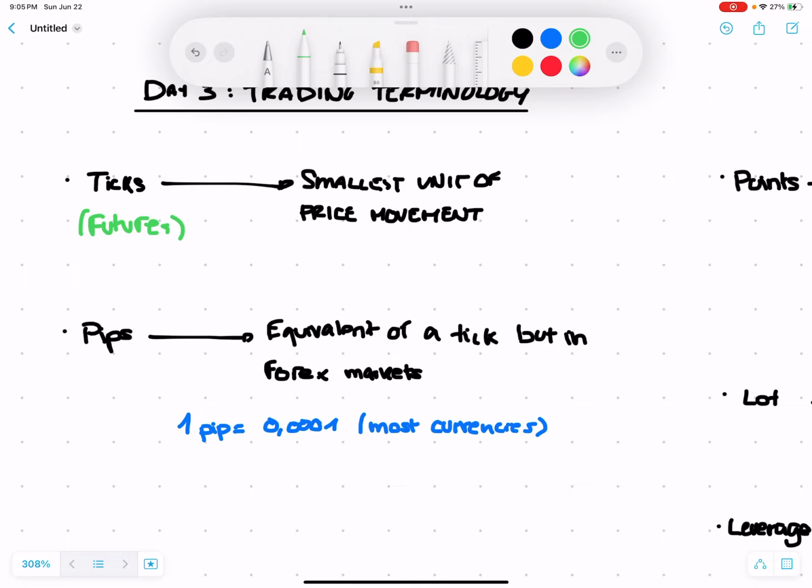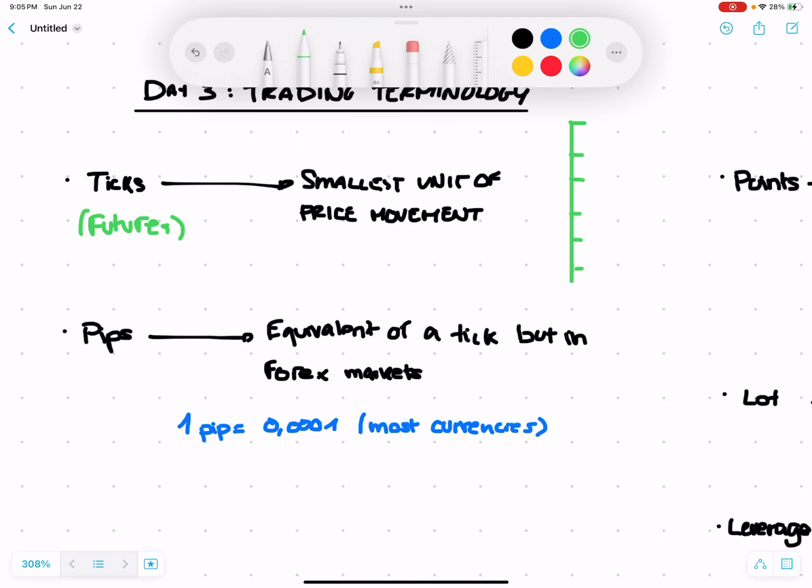The basic definition of a tick is that it's the smallest unit of price movement in the futures market. Think of price like a ruler. If you look at the ruler, there are different lines, right? A line here, here, here, and so on. A tick is the smallest line on that ruler. In this case, it would be like millimeters.